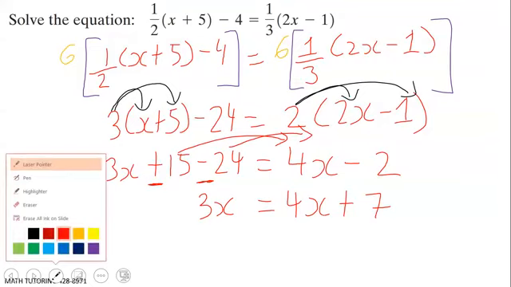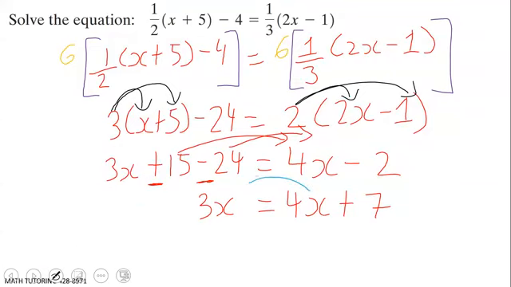So we're going to what? We're going to send this 4x over the equal sign. So we have 3x. Let's use this red one. We have 3x minus 4 equals 7. Alright? And what is 3x minus 4x? Well, that's negative x, right?